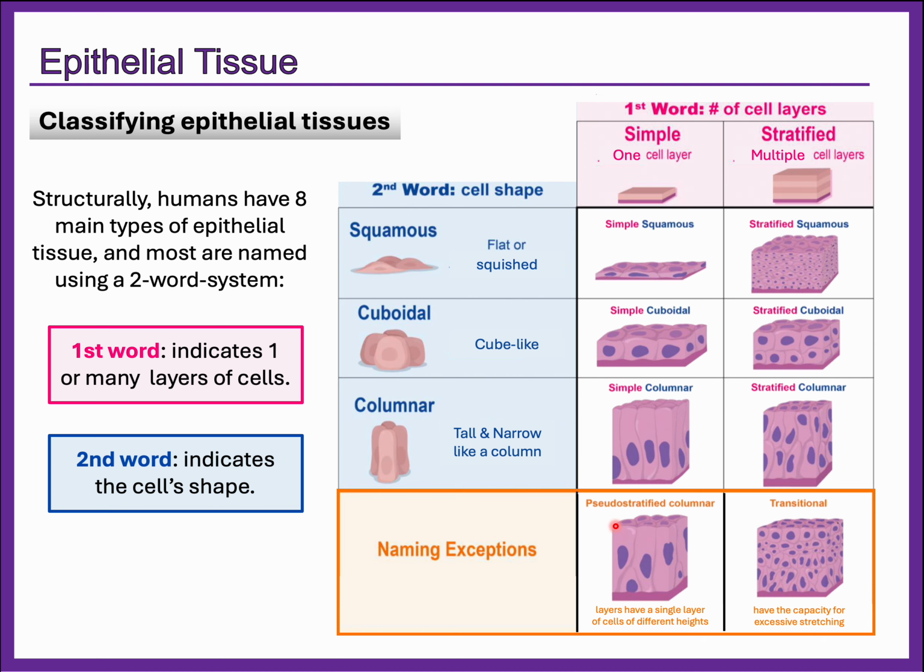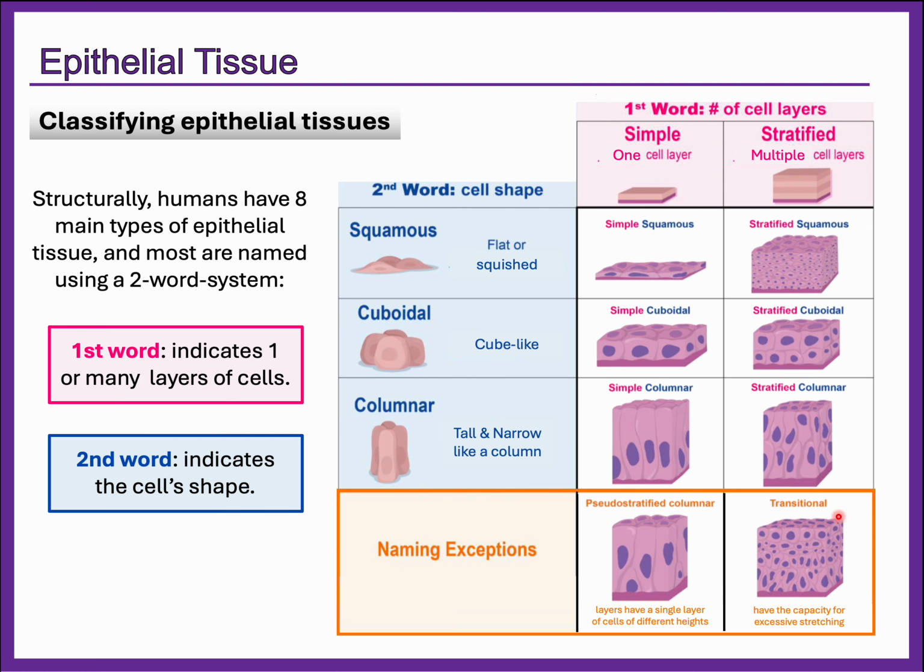Stratified means many layers. So if it's faking being stratified, it means that it's not actually stratified. Like pseudoscience is not real science. Pseudo-stratified is not a real stratified layer. Why is it not a real stratified layer? Because these cells form a single layer. Look at the cells. They're all sitting on this basement membrane, right? And it's one single layer. But the cells have nuclei at different heights, right? So it looks like a stratified due to the nuclei, but it's not. That's why we call it pseudostratified, and they're column-like cells.